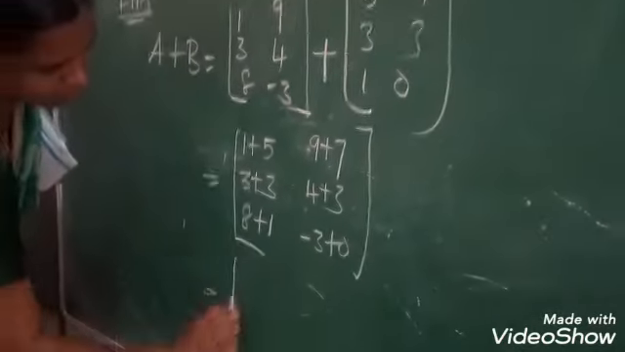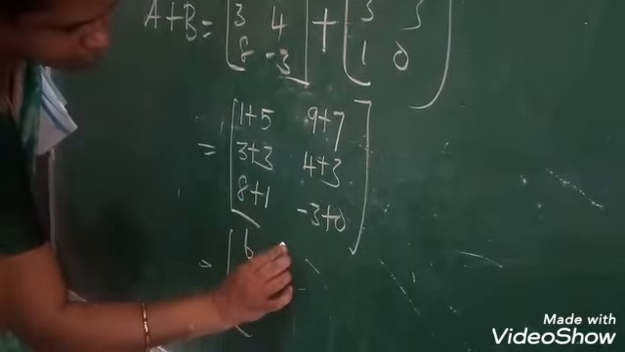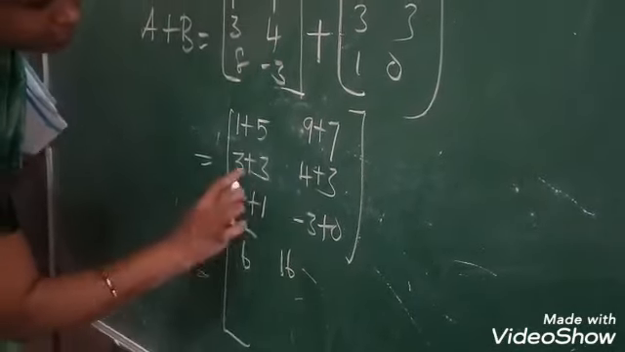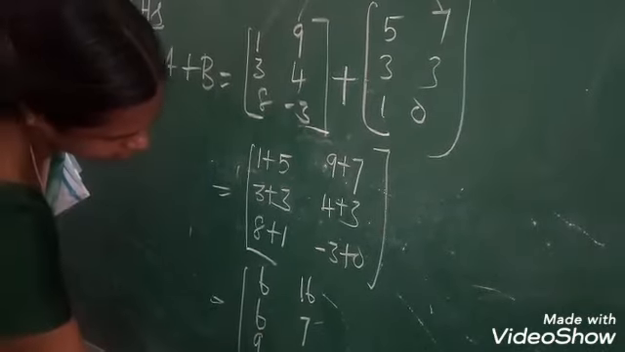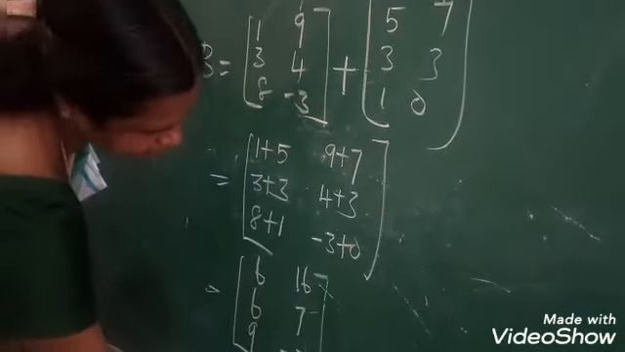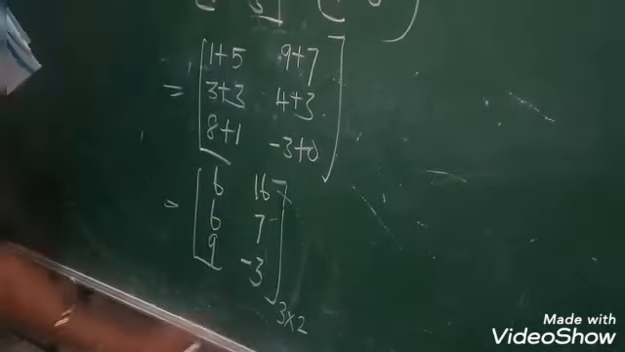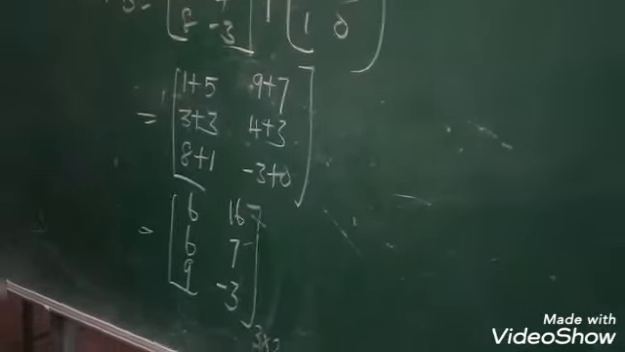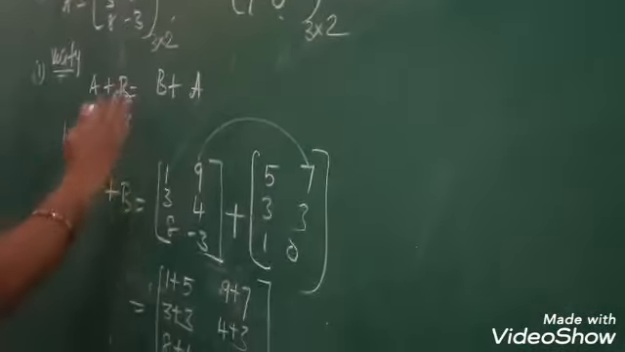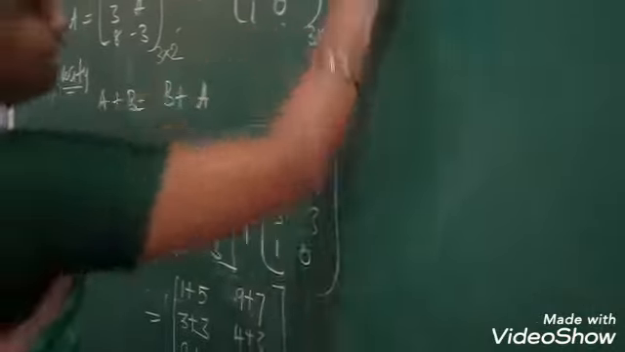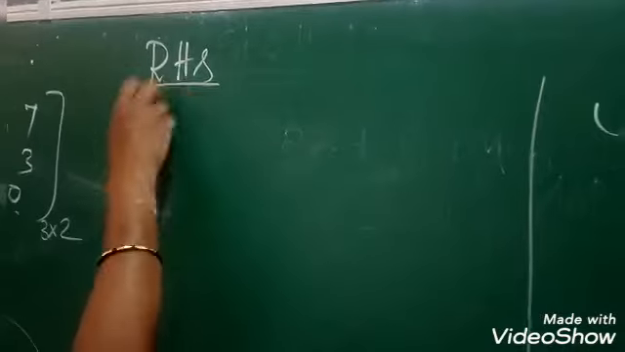Now you have to simplify, girls. 1 plus 5 is 6. 9 plus 7 is 16. Then 3 plus 3 is 6. Here 7, here 9, here minus 3. Here also the order is 3 cross 2, because 3 rows, 2 columns. The rows and columns should be equal; only equal-order matrices can be added. In the same way we find the RHS. The answer should be the same; we have to check.